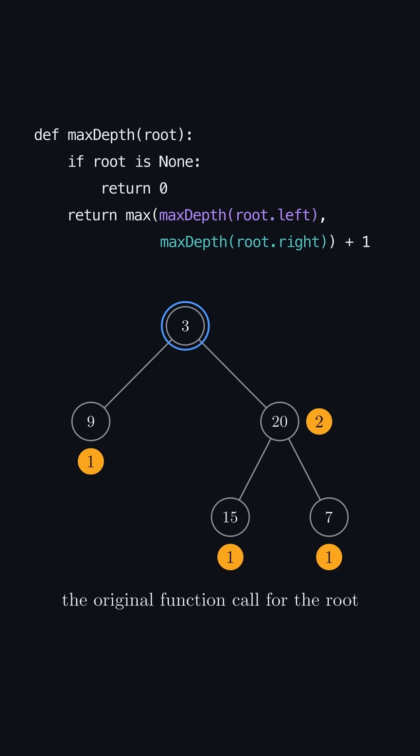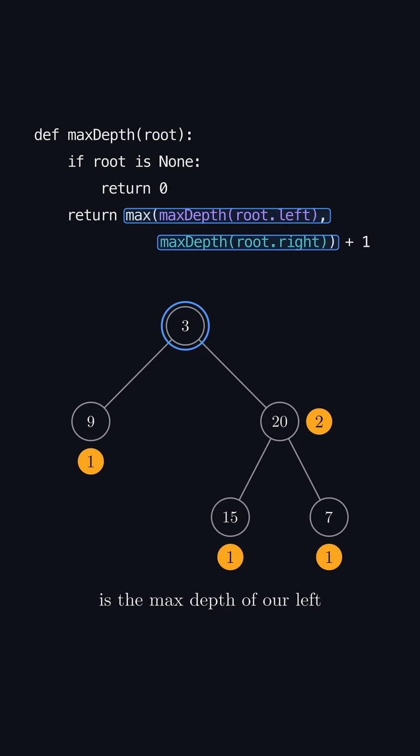Now we're back to the original function call for the root, and we've gotten the left subtree's height, which is 1, and the right subtree's height, which is 2. And we know that our max depth is the max depth of our left and right subtrees plus 1. So we return 2 plus 1, which is 3.